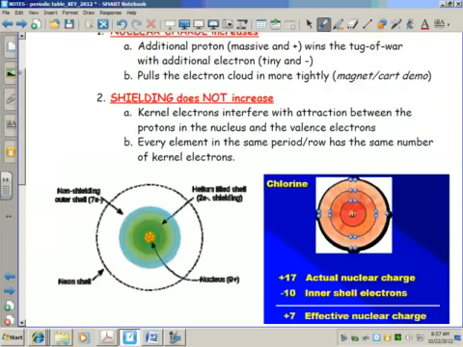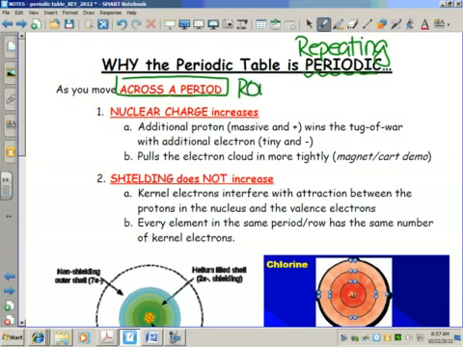We'll start by moving across a period or row on the table. The two things that we're going to focus on are nuclear charge and shielding. As we move across a period, the nuclear charge increases. And actually what happens, every time we move over one atom, from potassium to calcium, from calcium to scandium, all the way across, you're always adding one proton to the nucleus. You're also adding one electron to the electron cloud.